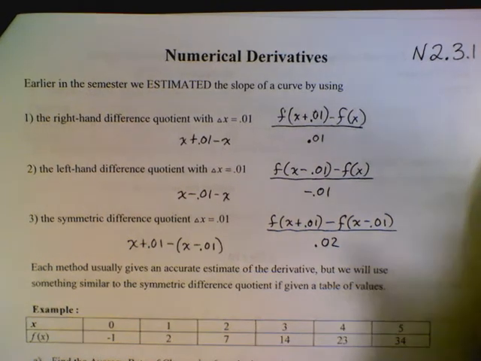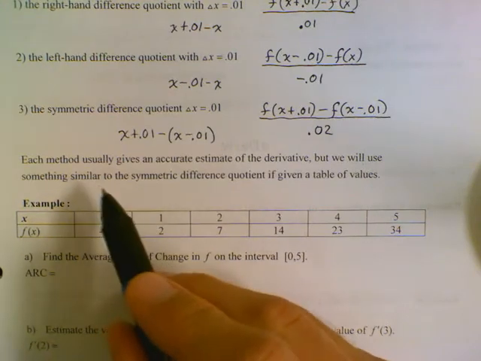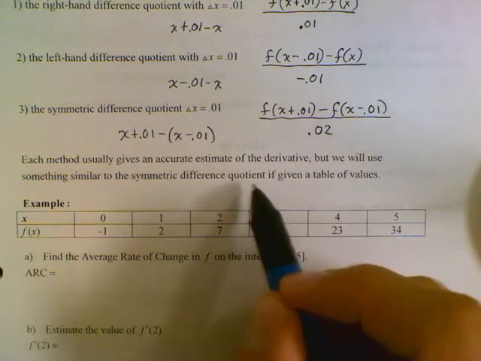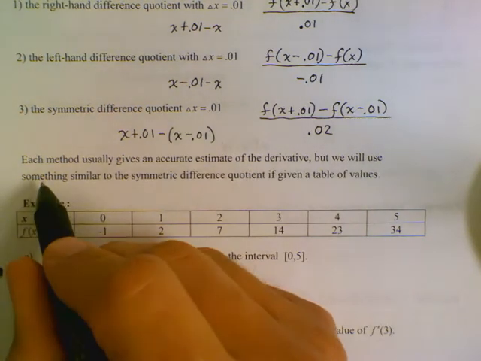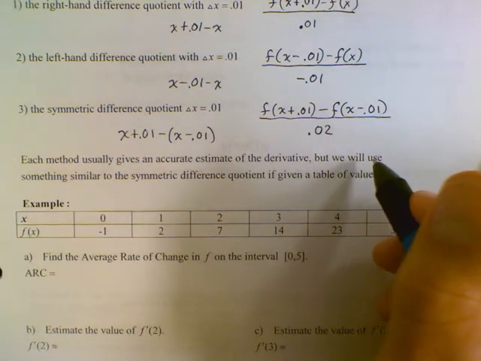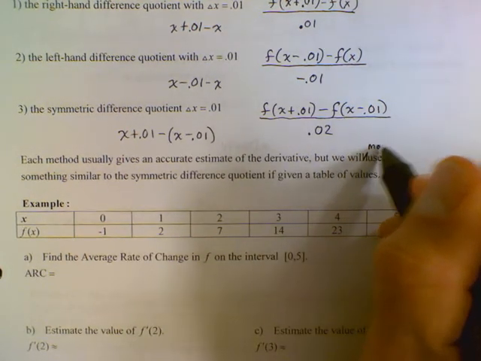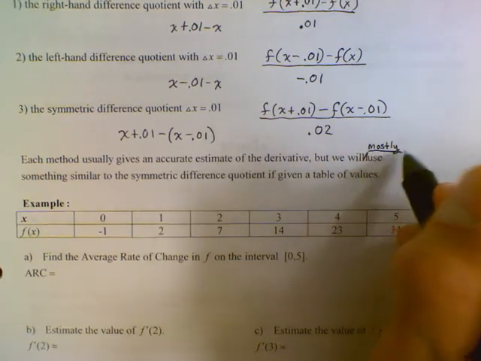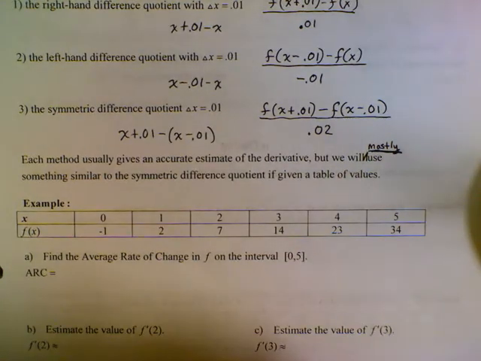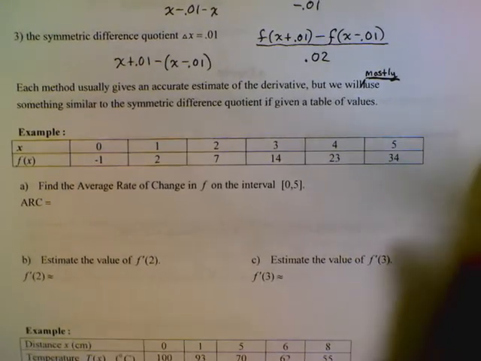Each method usually gives an accurate estimate of the derivative, but we will use something similar to the symmetric difference quotient if given a table of values. And I'm going to change this just slightly. We will most of the time use something similar to the symmetric difference quotient. Anytime I have one of those for-all-cases statements, I feel like I need to say most of the time. Okay, so here go some examples.